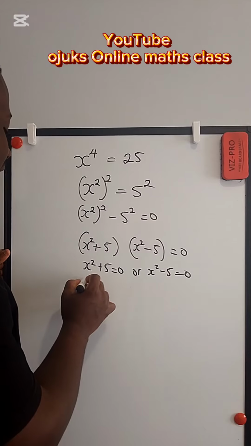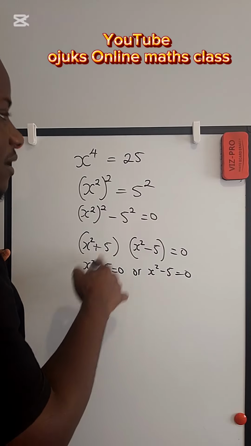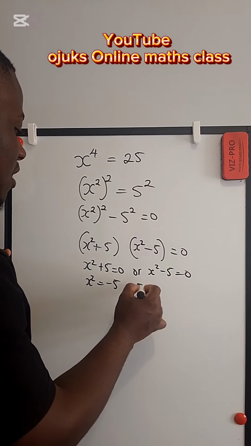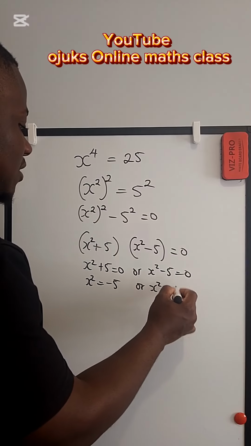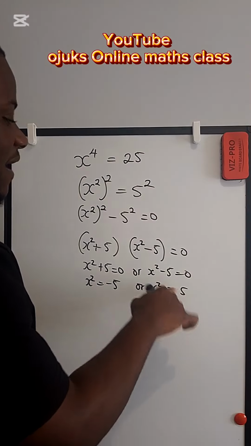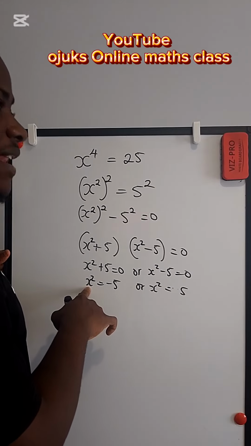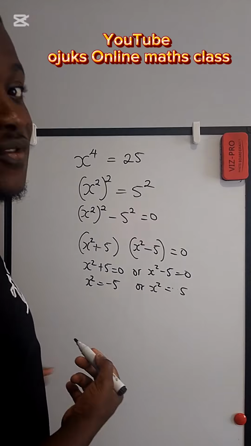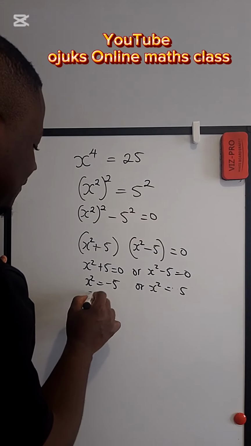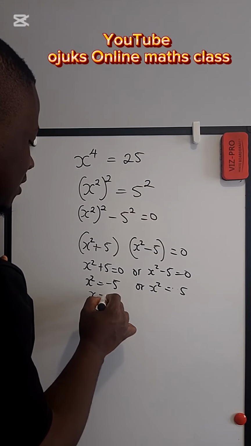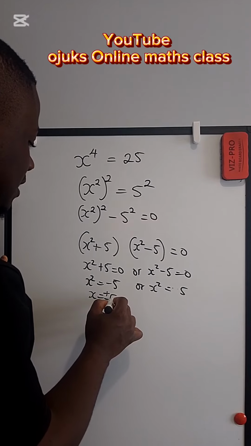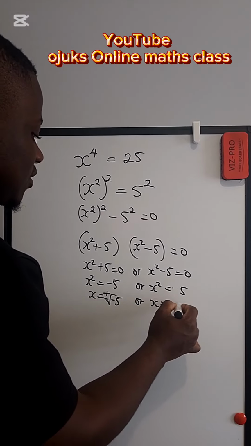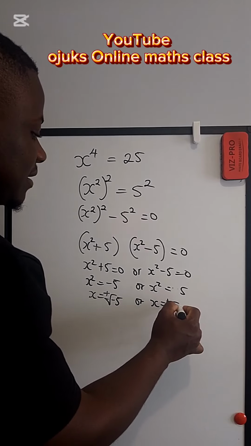So if we solve for that, x squared is equal to, transferring positive 5 to the other side of the equation, negative 5. Or here x squared is equal to positive 5 if we transfer 5 to the other side of the equation. To find the final value of x, we have to find the square root of both sides of the equation. Then x is equal to plus or minus the square root of negative 5, or the same here, x equals plus or minus the square root of 5.